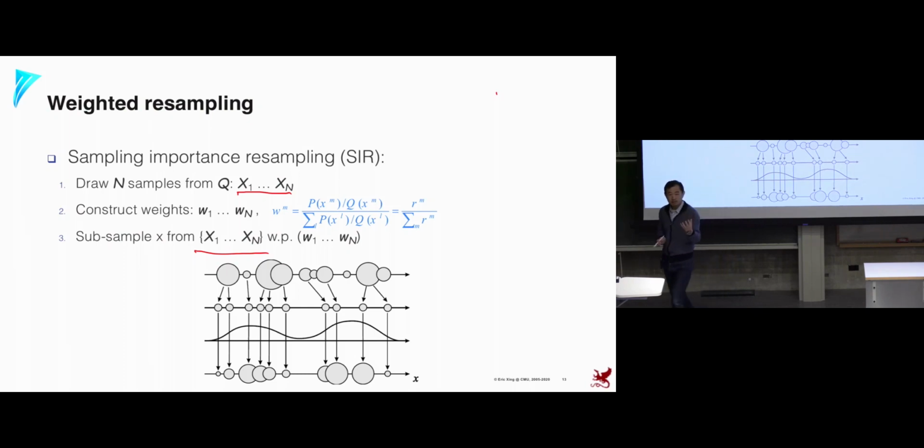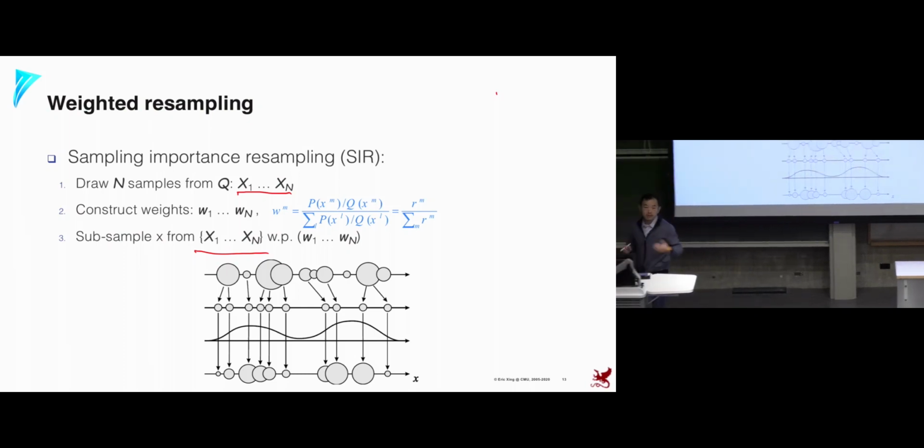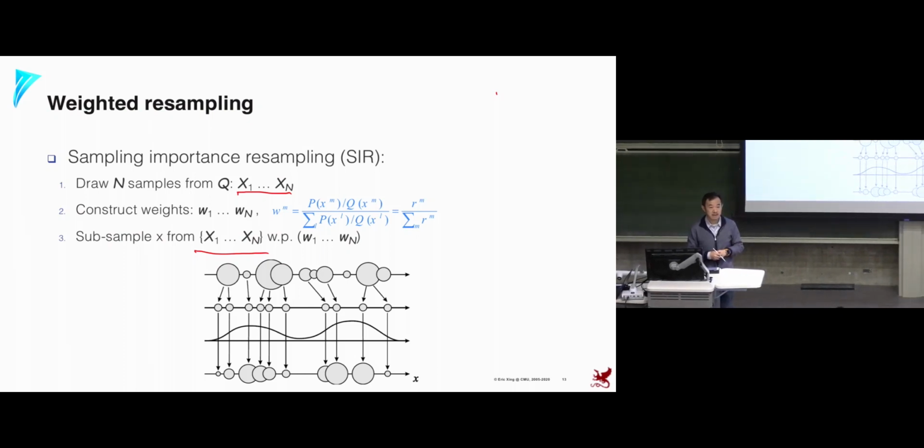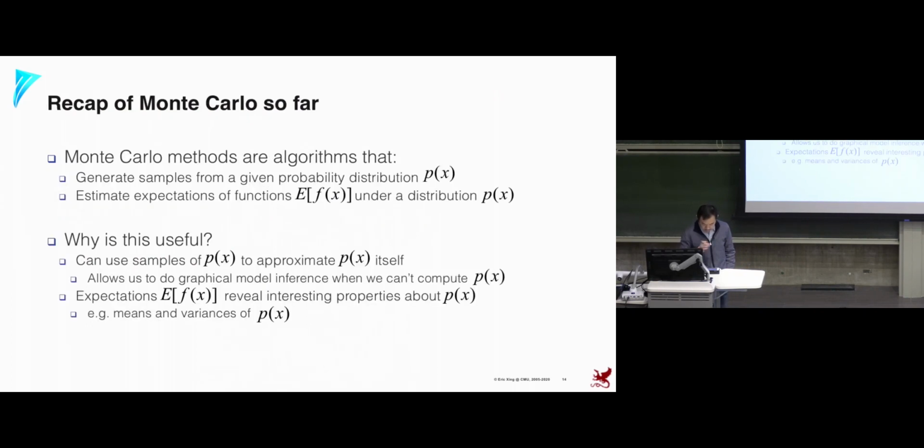Therefore, this low probability area will now get suppressed. Even though originally it had many samples, it will have a small chance to be redrawn. And I reshaped the distribution. So this is called the weighted resampling algorithm. All right, so that's all I want to say about Monte Carlo.